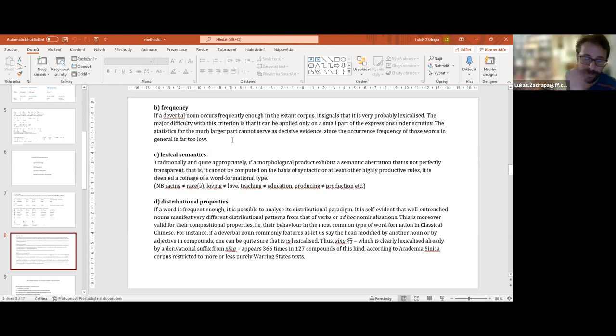And we have this criterion of lexical semantics, because traditionally even morphological products exhibit a semantic aberration that is not perfectly transparent.